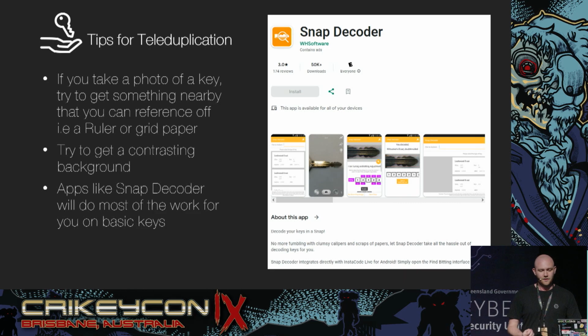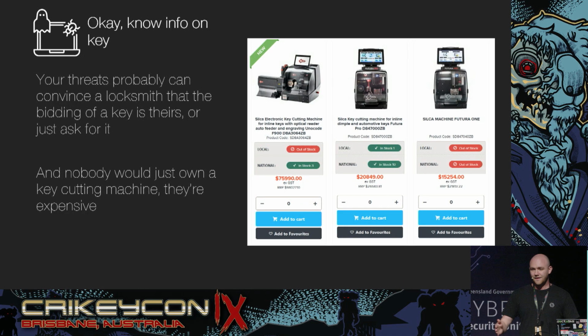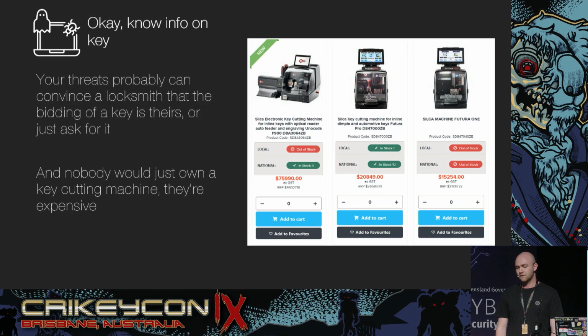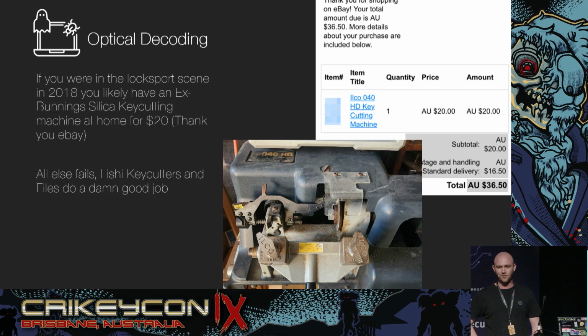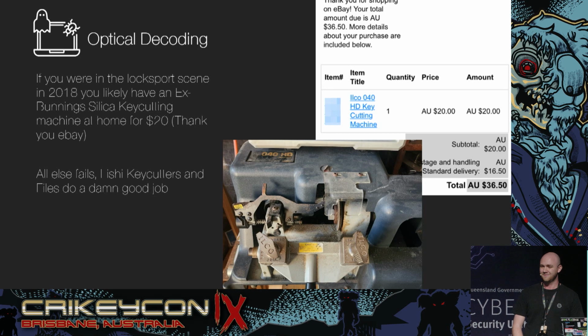But I know, you have to get that key afterwards. And convincing a locksmith to do it for you is very hard. Some of your threats probably can. And you wouldn't just own a key cutting machine, right? They're like 20K. I mean, unless you go on eBay. If you're in the locksmith community in 2018 and own this exact key cutting machine, you're one of a select few. Bunnings sold all of theirs for $20.